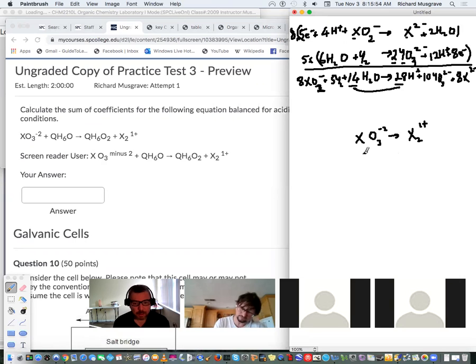Okay, and QH6O and QH6O2. Okay. So we know we need a 2 in front of the X. And that would mean down here we can see the Q's are okay. So we need 6 waters on this side.